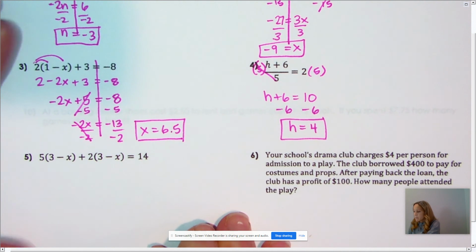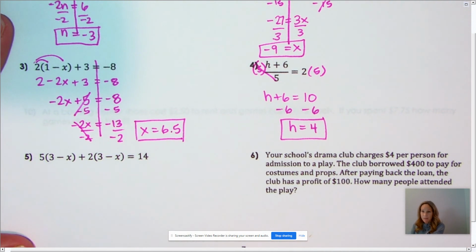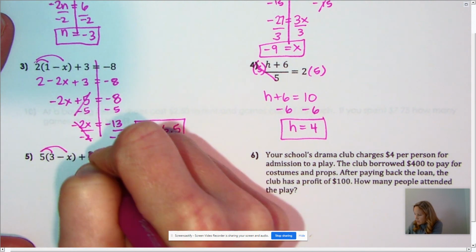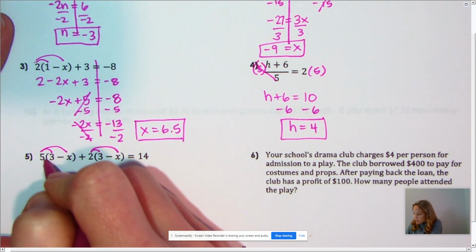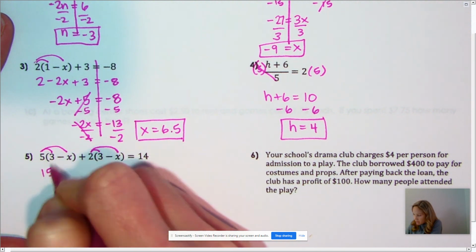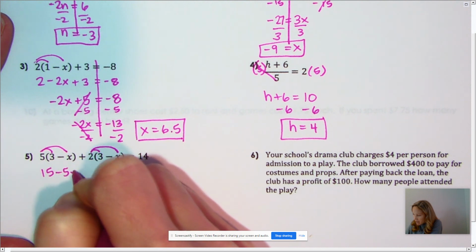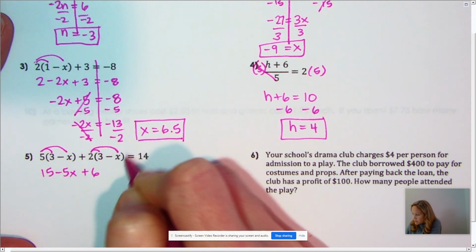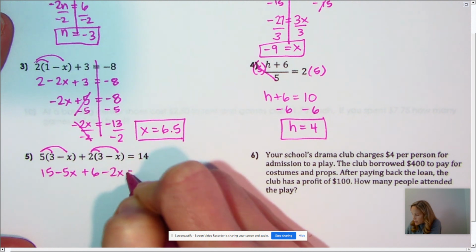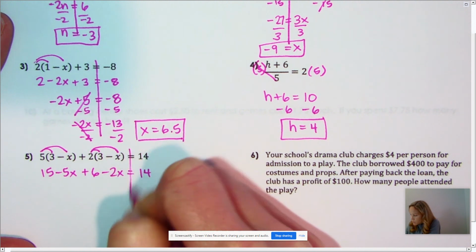Okay, question number 5. Oh, this is a long one. Okay, first step, distribution. Boop. It's more fun if you make the sound effects as you go. Then we're going to multiply. So 5 times 3 is 15. 5 times -x is -5x. Positive 2 times 3 is positive 6. Positive 2 times -x is -2x. We copy the 14. This is where we're balanced.